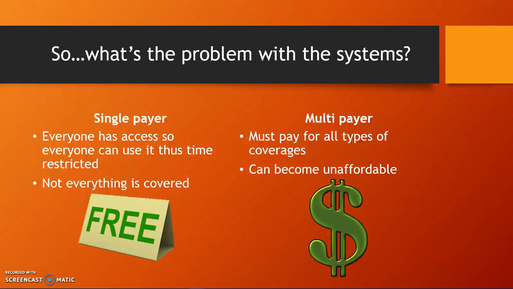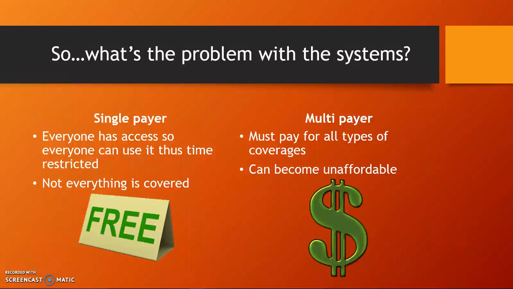So what's the problem with these systems? Well, a single payer system, since everyone has access to it, also becomes time restricted. So if 1,000 people can see a doctor at a clinic, you might have to wait for 1,000 people to go through before your turn comes up. And not everything's covered. Since it's free, only a certain amount of things can be covered for free by that entity, and then it's up to you to pay the rest.